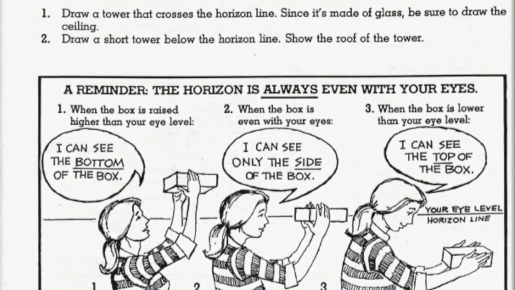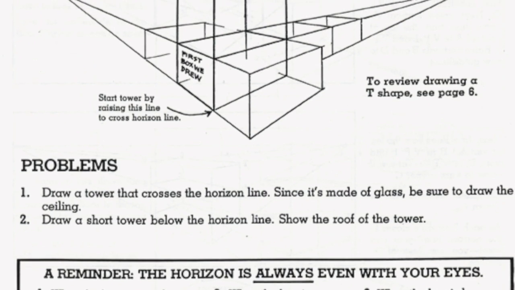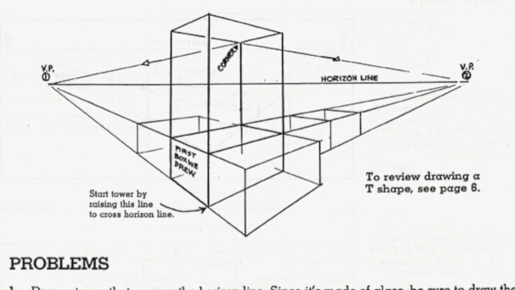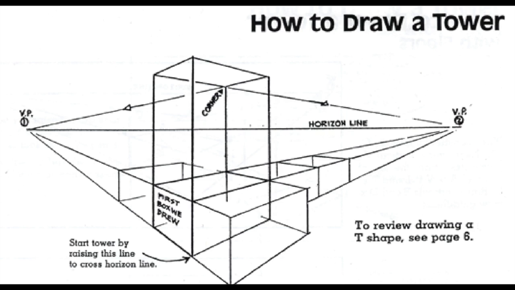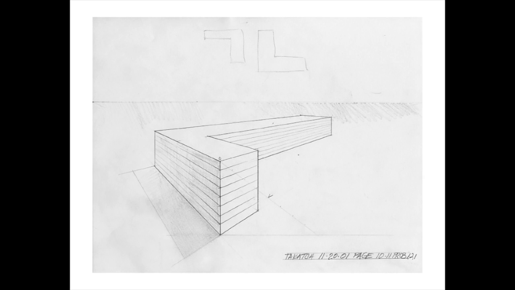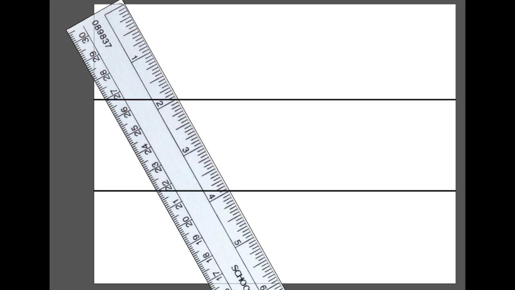Okay, with this illustration you can see that they're looking at the box and drawing a short tower below the horizon line. So here's the last drawing you did with the T shape. I'm going to change that just slightly. And here's an L shape that will have a tower come from the intersection. And here's the overall piece, so you can see the finished part.